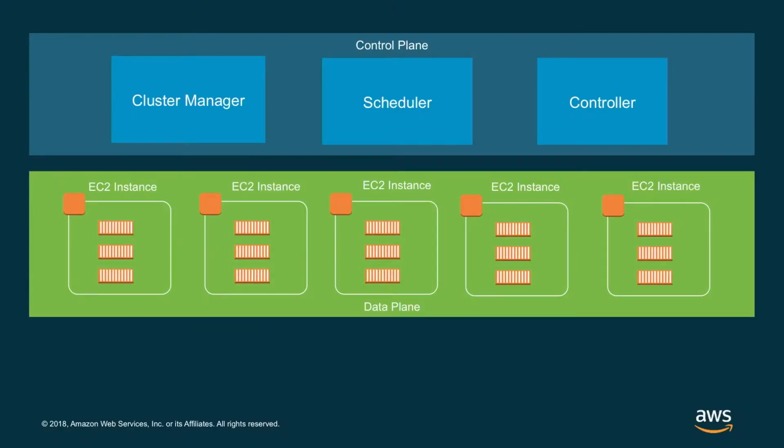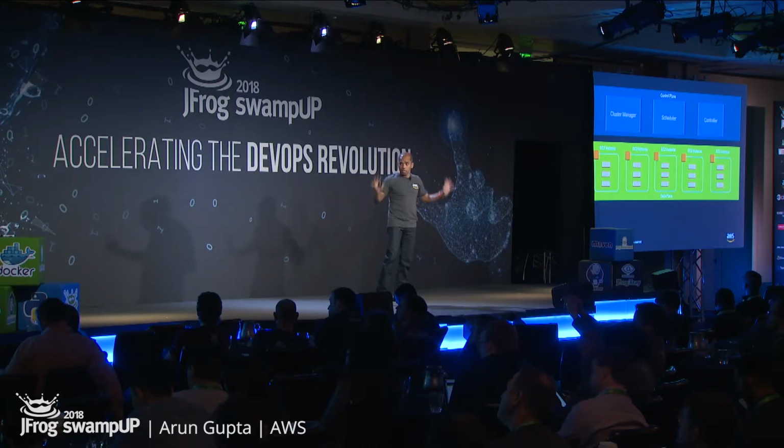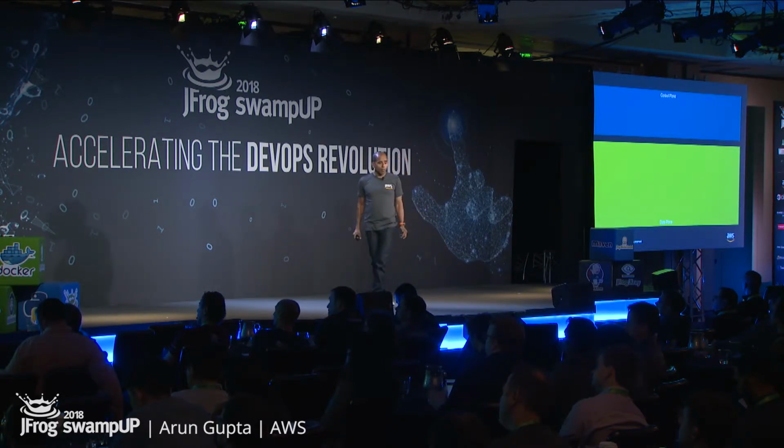And the data plane is where your EC2 instances are running, and that's where your containers are running. So think in terms of control plane and data plane. Those are sort of the two key components here. Let's look at it a little bit more in detail now.